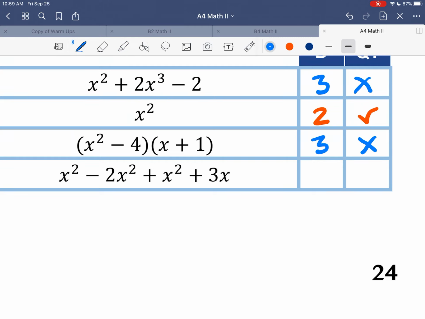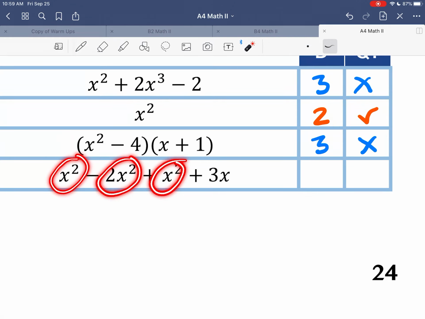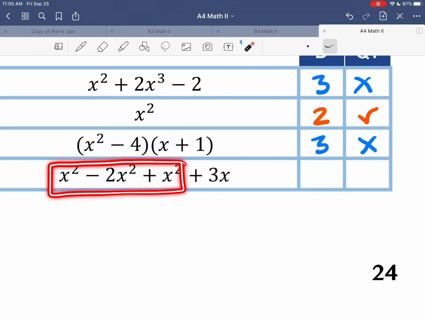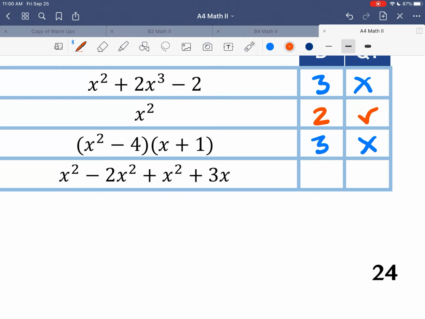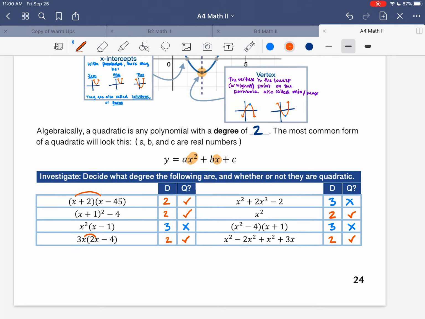So this one down here, the last one, we have a bunch of x squareds, but we would end up just having to combine like terms for all 3 of those, and we would end up with just an x squared as the highest power still. So that is a degree of 2, and yes, it's a quadratic.